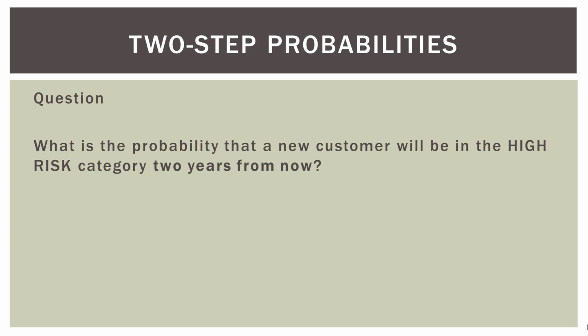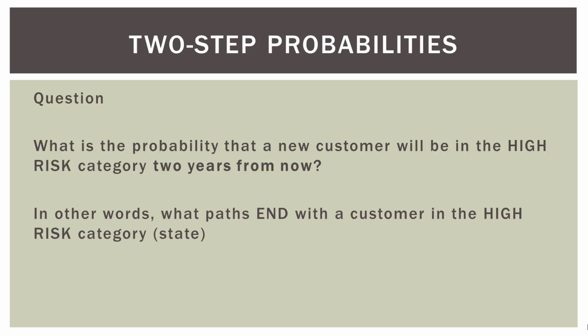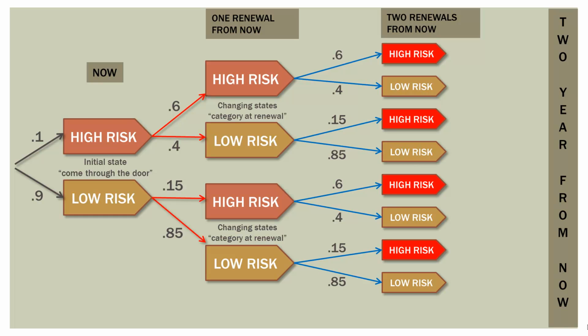So what is the probability that a new customer will be in the high risk category 2 years from now? In other words, what paths in our probability tree end with a customer in the high risk category? If you look on the right hand side, I have colored the high-risk states in bright red. So any path that ends high risk counts. It doesn't matter where they've come from before. All that matters is that they end in high risk. So we have the 1st, 3rd, 5th, and 7th in that column on the right.